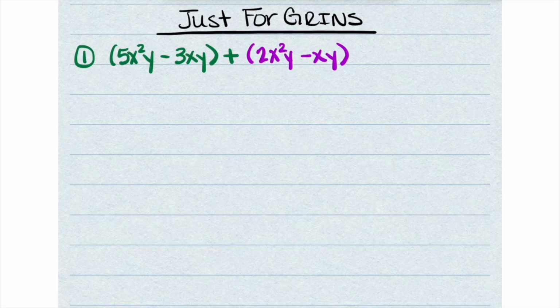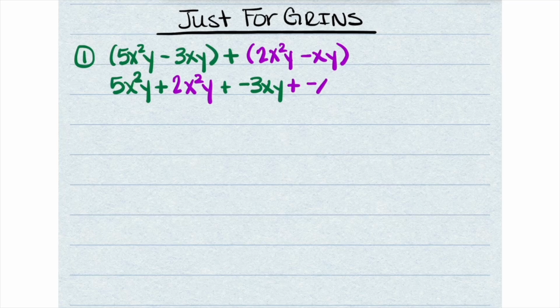So if I were to write these with the terms next to each other, that would be 5x squared y plus 2x squared y, and then plus minus 3xy plus a minus xy. Why can I do that? Because these are like terms: x squared y, an xy, and an xy. The constants don't matter when you're combining like terms. It's the terms that matter, okay? So those do work.